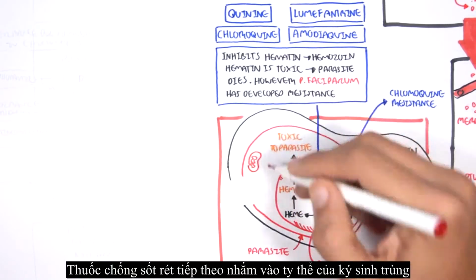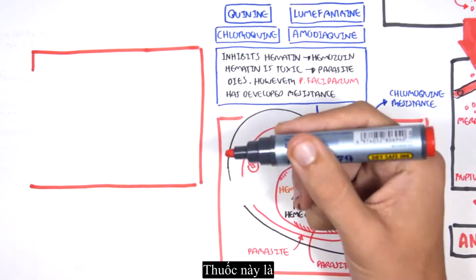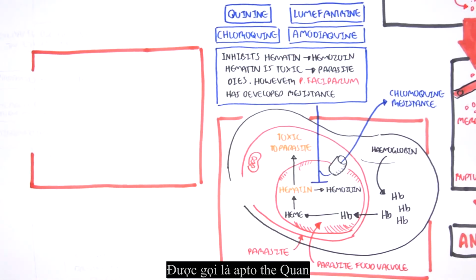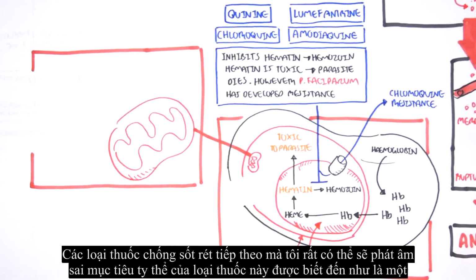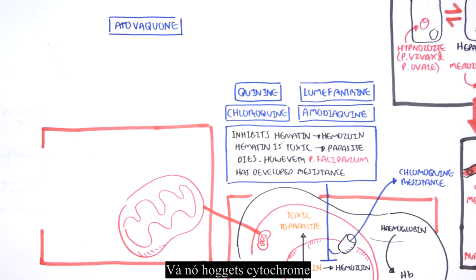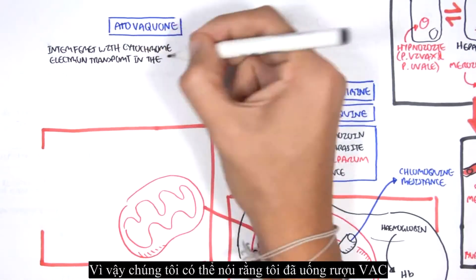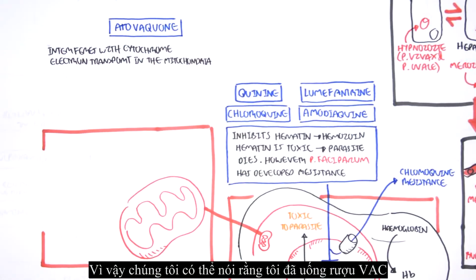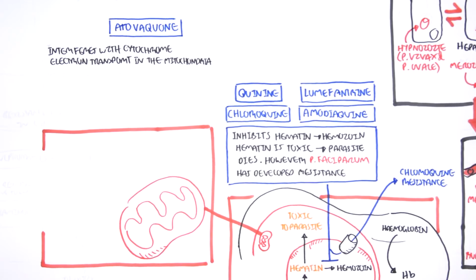The next antimalarial drug targets the mitochondria of the parasite. This drug is known as atovaquone, which I will most likely mispronounce, and it targets the cytochrome electron transport chain in the mitochondria. Thus, we can say that atovaquone inhibits the parasite from making energy.